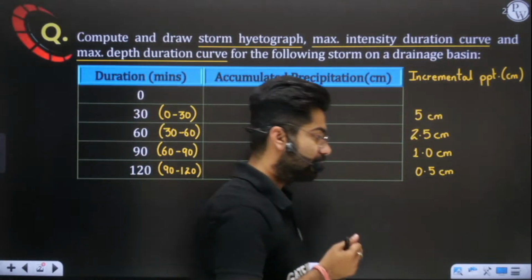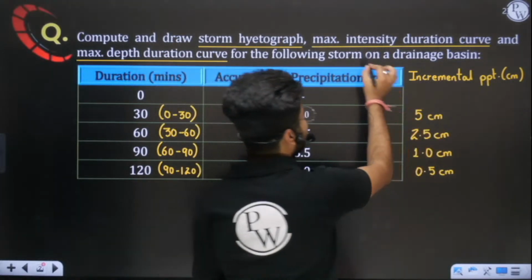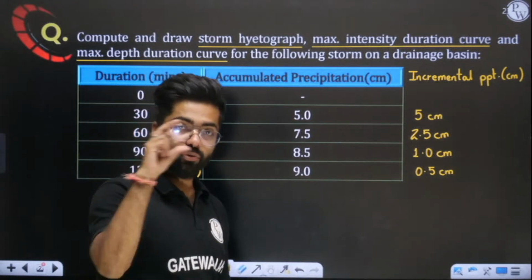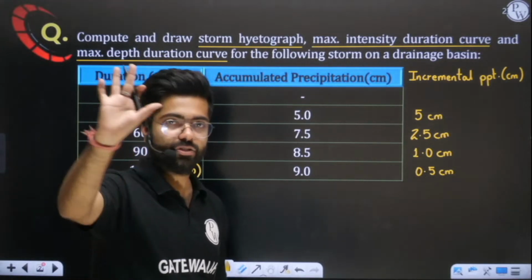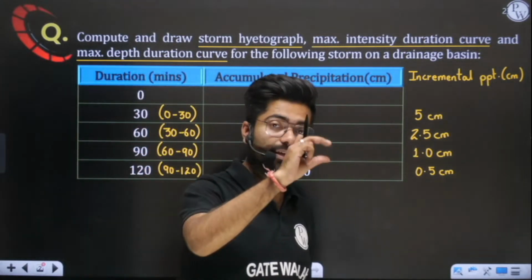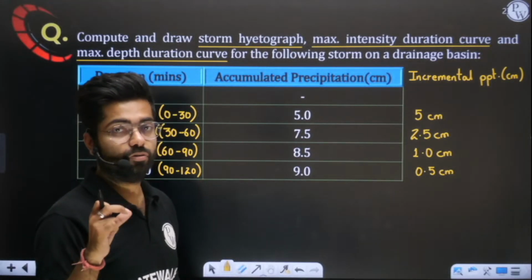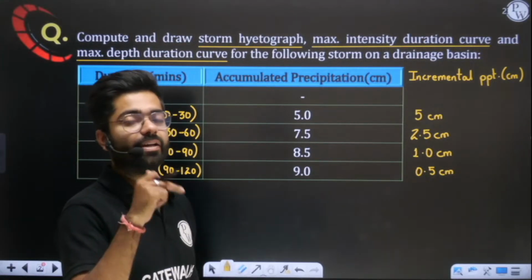Is this clear? Basically I want to show you that maximum intensity comes from maximum depth. First you have to group them and find the maximum depth. Yes or no? By the grouping method you have to make the highest group. You have to make a group of maximum depth. Then you will find maximum intensity by dividing the maximum depth by time.